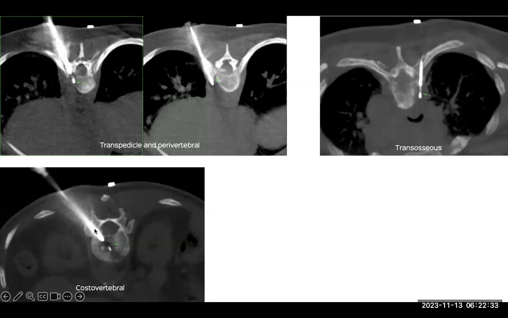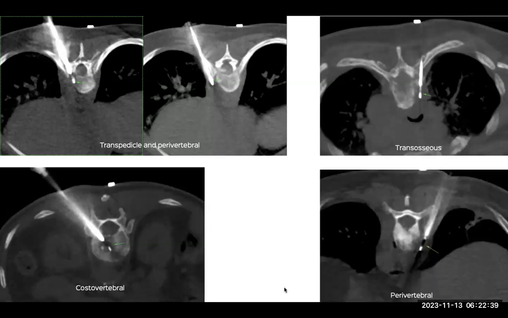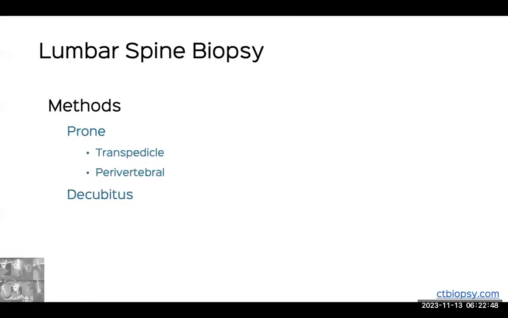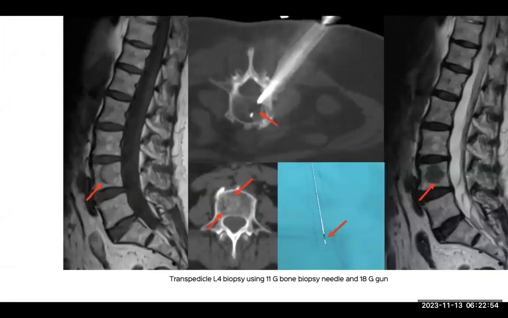This is costovertebral, the safest and the best route to take if the lesion is in the middle of the body. And again, perivertebral, where you just go in next to the vertebral body if there is a collection and biopsy it. These are the approaches for lumbar spine: transpedicular, perivertebral, and you could go decubitus. I have discussed this earlier.